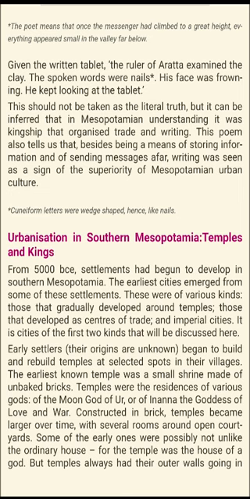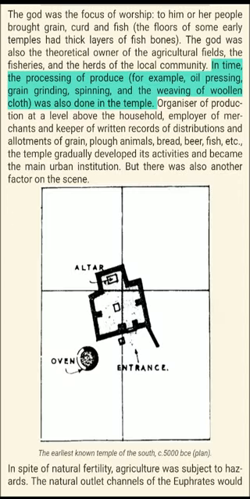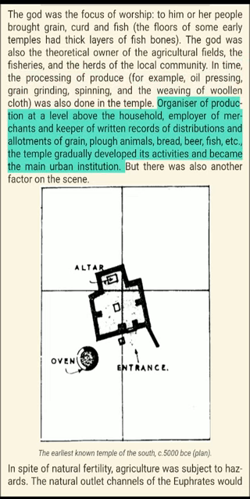To him or her, people brought grain. Courtyards of some early temples had thick layers of fish bones. The god was also the theoretical owner of the agricultural fields, the fisheries, and the herds of the local community. In time, the processing of produce, for example, oil pressing, grain grinding, spinning, and the weaving of woolen cloth, was also done in the temple.